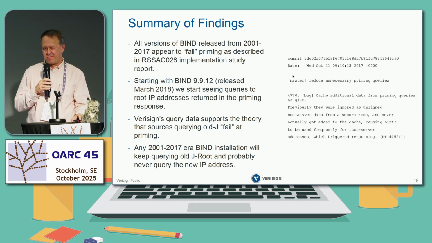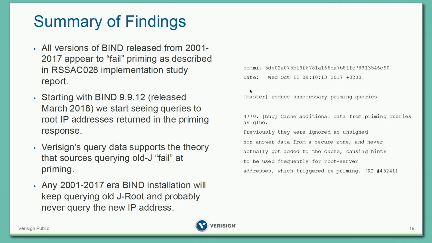So I'm almost done. My conclusion is that all versions of BIND released from 2001 to 2017 appear to fail root server priming as described in that RSSAC 028 implementation study report. Starting around 9.9.12, we start seeing the behavior that we'd expect, where they query the root name servers. Our data at Verisign supports the theory that those sources hitting old JRoot are failing to do the priming, and we think that any version of BIND from that era that's still running will continue to query the old address and probably never pick up the new one.